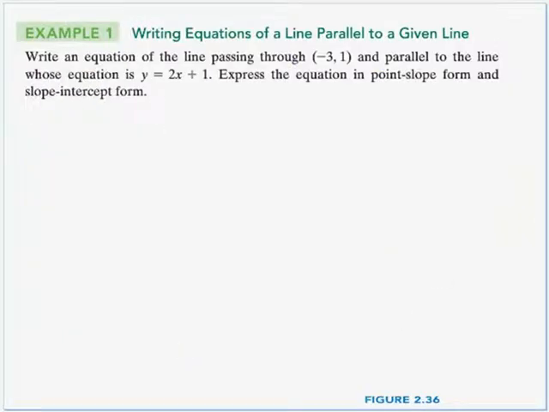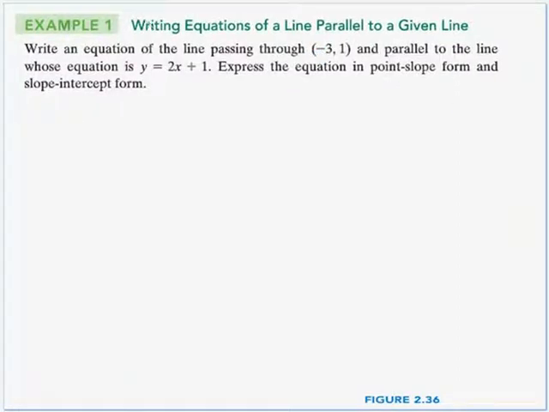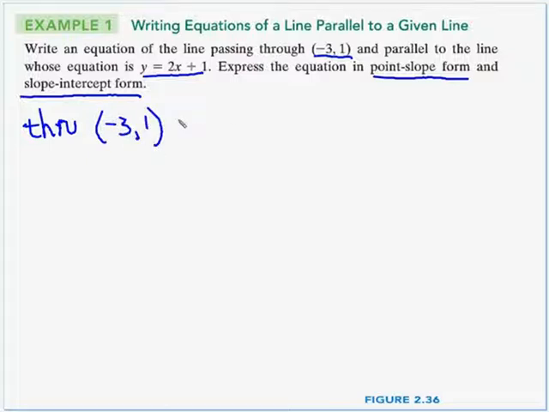All right, let's see what's going on in example 1 here. Write the equation of a line that passes through this point and is parallel to this line. Express the equation in point-slope form and then also in slope-intercept form. So we want to go through negative 3 comma 1, and we want to be parallel to this line, y equals 2x plus 1.